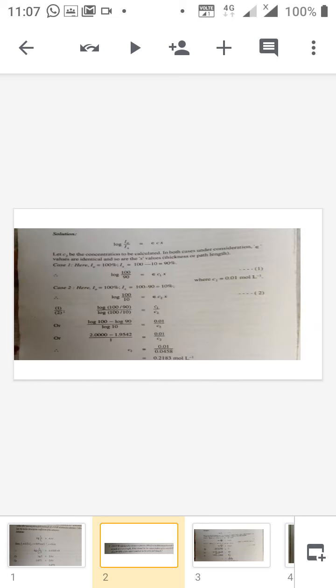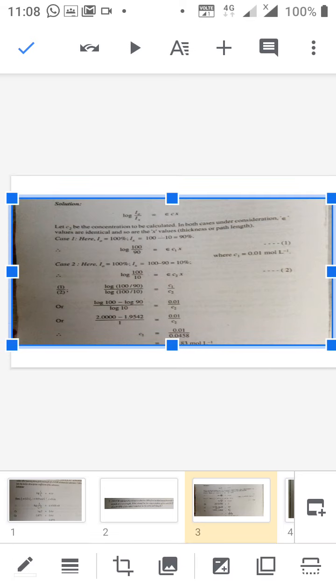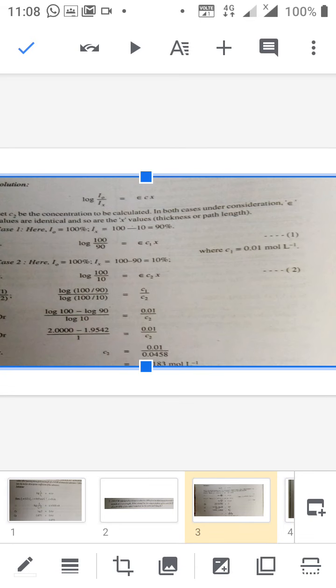Now we are moving into the solution. First of all we write the Beer-Lambert's law: log I0 by Ix is equal to epsilon Cx. In our first case it is given that only 10% is absorbed, so I0 is 100 and Ix is 90. That is equal to epsilon C1 into x. C1 is given, that is 0.01 mole liter inverse, and the path length is given, and epsilon is a constant.